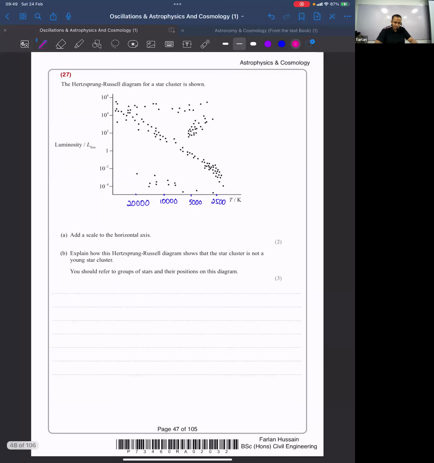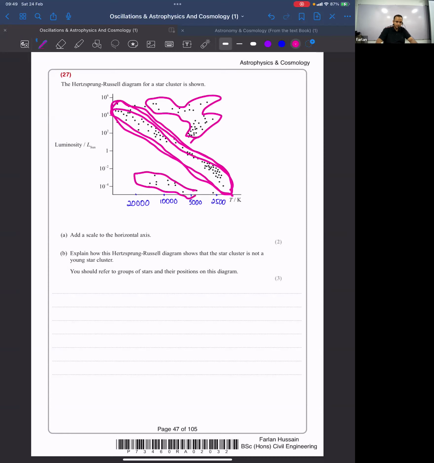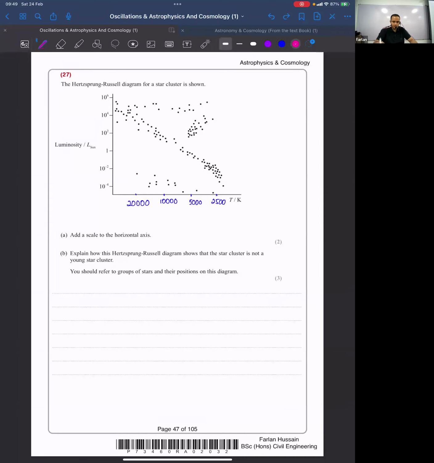So guys, if it is a young cluster, the stars will be mostly falling in this stable part. This is the stable part of the life cycle of the star. These stars are in the stable period. So you see a lot of stars in these parts, here and here. That shows this cluster is not a cluster of young stars. This is a bit old. Maybe some stars are going towards the end of it.